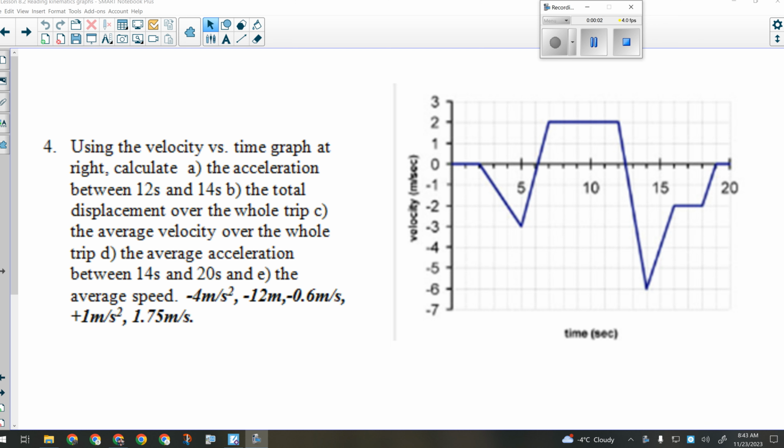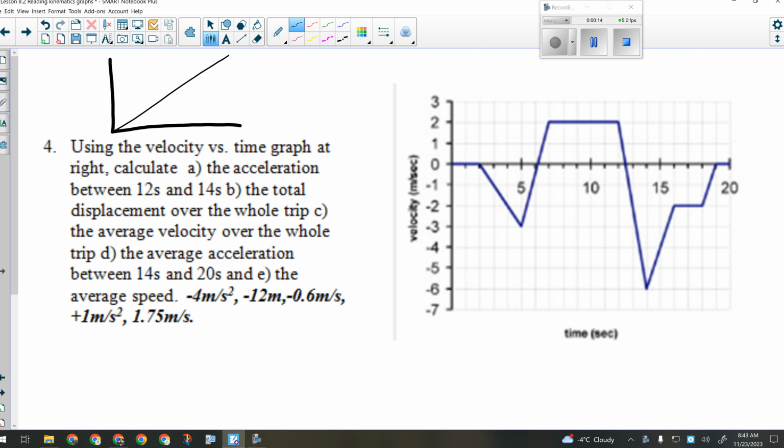Okay, so a couple of quick things about reviewing velocity versus time graphs first. If I have a velocity versus time graph and it looks like this, what is that object doing? It's accelerating. Its velocity is getting more positive. It's accelerating in a positive direction.